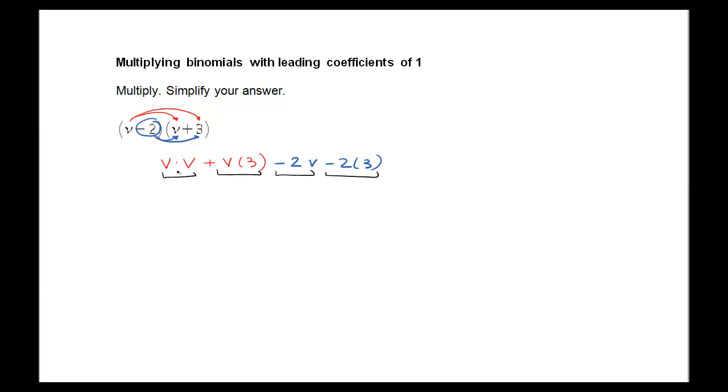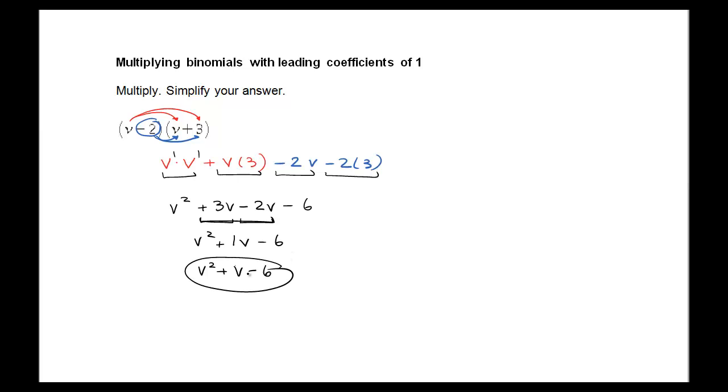So let's go ahead and write all these out. If I don't have an exponent, I assume it's 1, so I have v squared plus 3v minus 2v minus 6. I'm not quite done yet because I have to combine like terms. So I have 3v minus 2v. That part here just gives me a 1v, right? And I have v squared plus 1v minus 6, or v squared plus v minus 6. And that's my simplified answer.